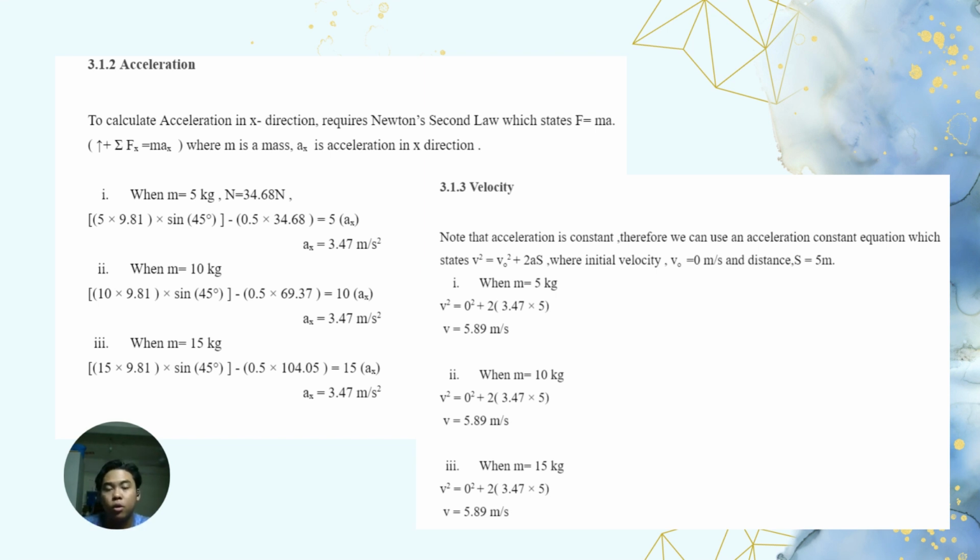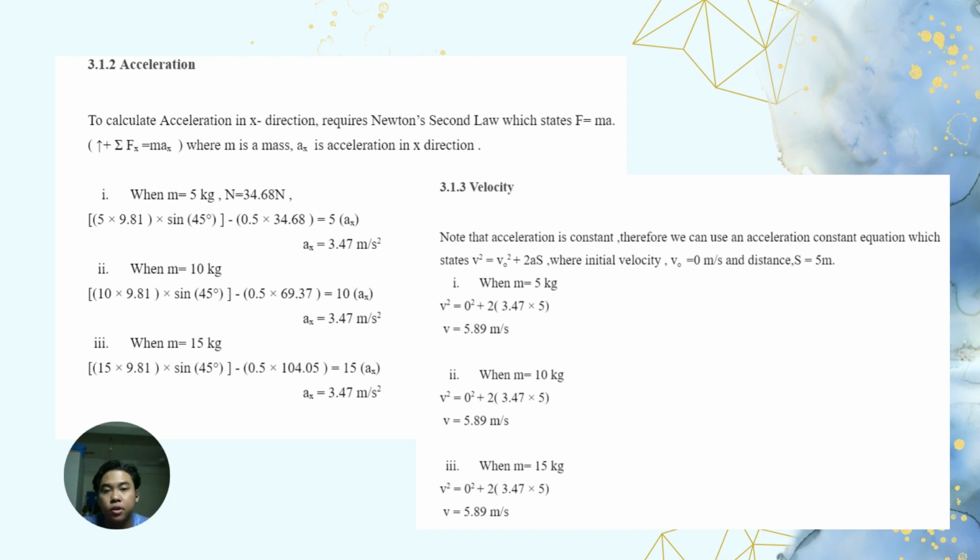So we're gonna continue with the acceleration. To calculate acceleration in the x direction, we will apply Newton's second law, which states F is equal to ma, where a is unknown. When we apply the 5 kilo and the normal force we got before, we get 3.47 meters per second squared. For 10 kilo we get 3.47 meters per second squared, and the same for 15 kilo, 3.47 meters per second squared.